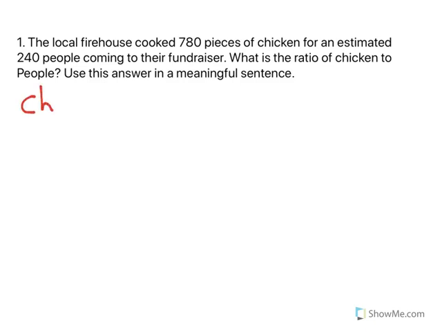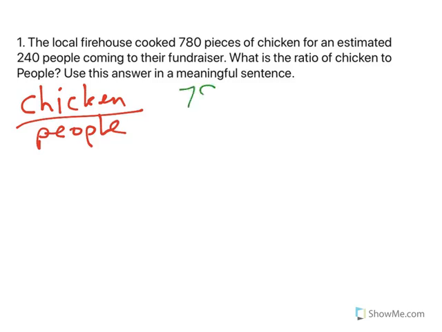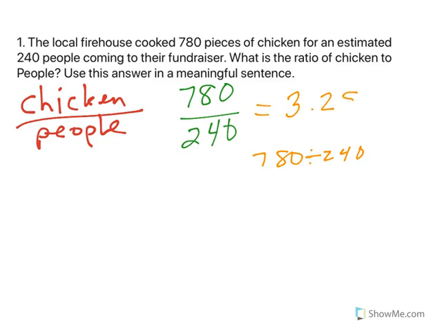So thinking about this, we're talking about chicken to people. I like to write a label first of what I'm doing because that just makes it a little bit easier. So how much chicken do I have? 780. How many people do I have? 240. Well, first things first, when you're looking at a fraction, 780 over 240 is really meaningless to me. So when you're talking about ratios, you want to put them in a meaningful way so that you can actually use them. If I change this to a decimal, remember again, numerator divided by denominator, we end up with 3.25. So I have a ratio of 3.25 over 1, chicken over people.